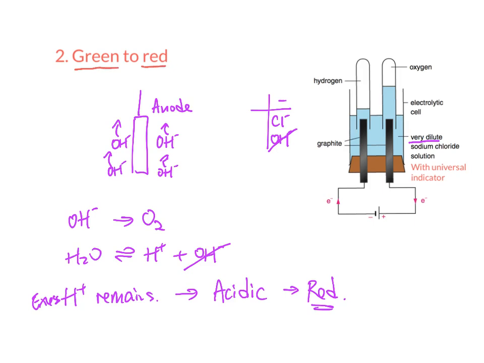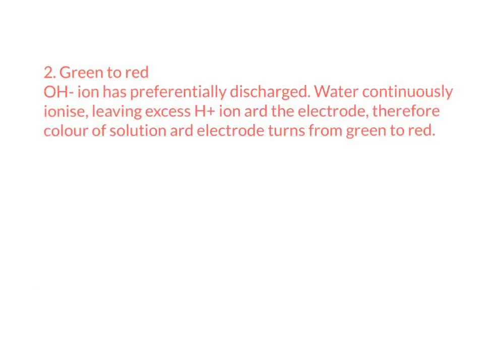Green to red, that means around the anode, you will see some red color appear here, while the other part, you will see some blue color appear here. So this one is case 2. For the writing, more or less it's the same.